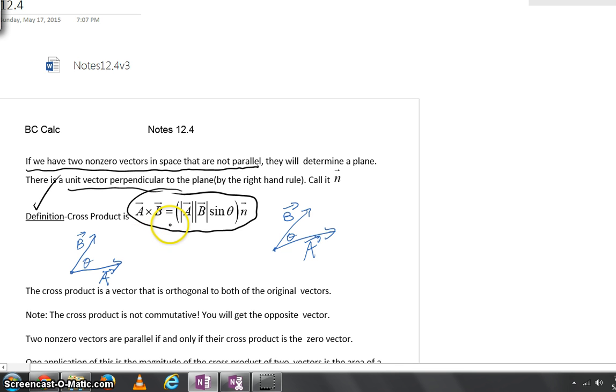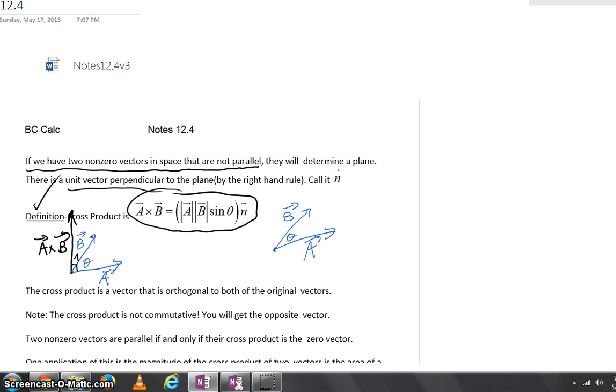Take a look at the picture down below. I have A and B. If I put my right hand on vector A and curled it towards vector B, my thumb would point upwards. This would be vector A cross vector B. This would be a vector that's perpendicular to both of those vectors A and B. If A and B were actually on one flat sheet of paper, the piece of paper on your notes, A cross B would be coming out towards you.